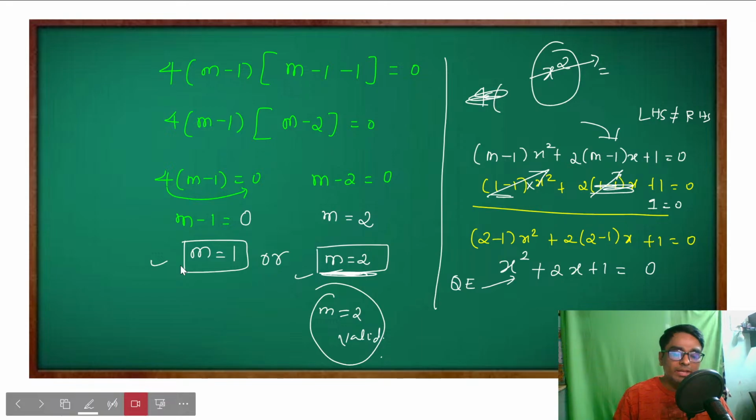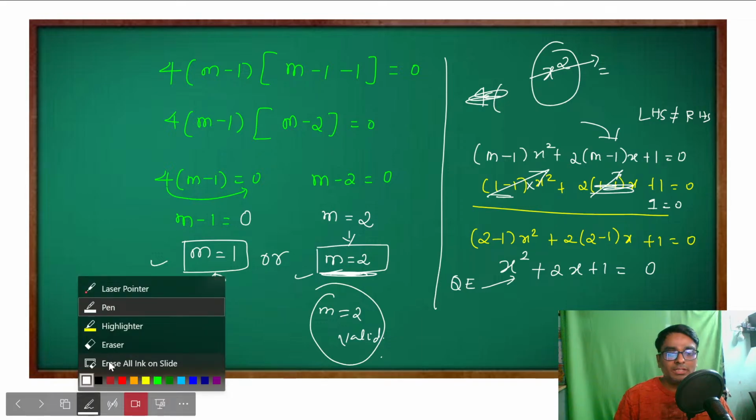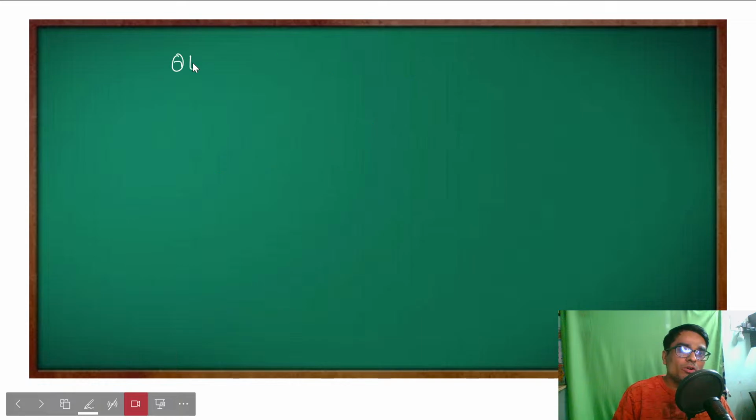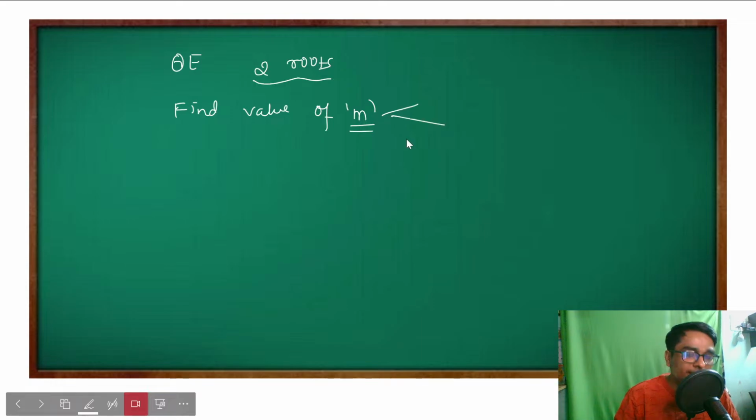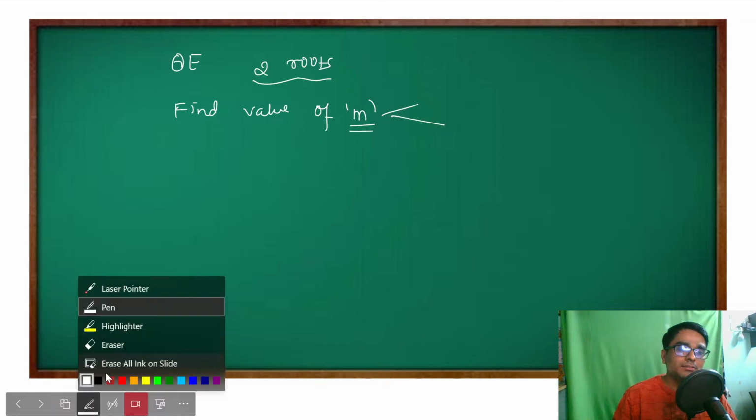When will you do this? When you get two answers like this. See, if it is solving a quadratic equation, every time you solve a quadratic equation, you will get two roots. That is a different thing. Here you are not solving a quadratic equation. Here you are asked to find the value of m. Find the value of m means the value of m cannot be two answers. If you get anything like this, you need to check the way I said and find out the valid one. Is this clear?